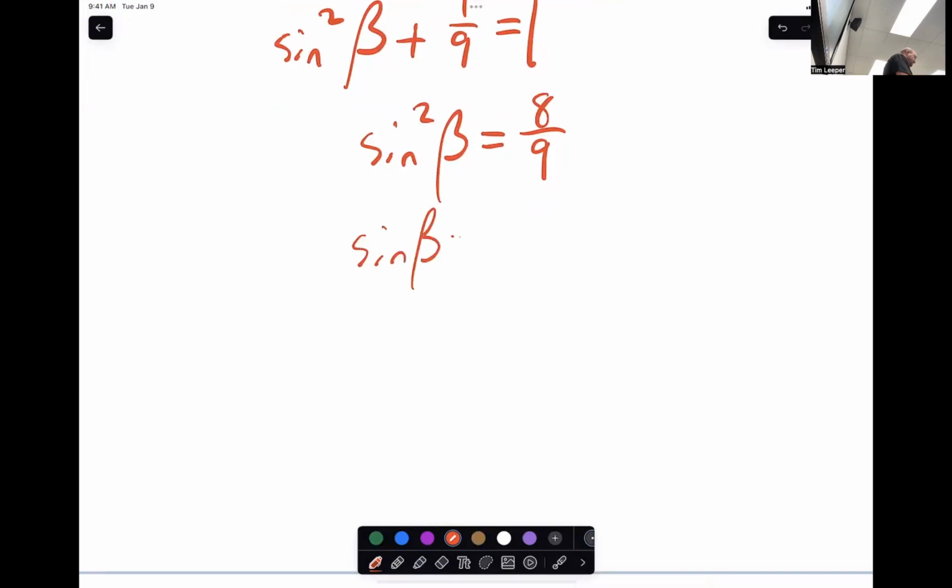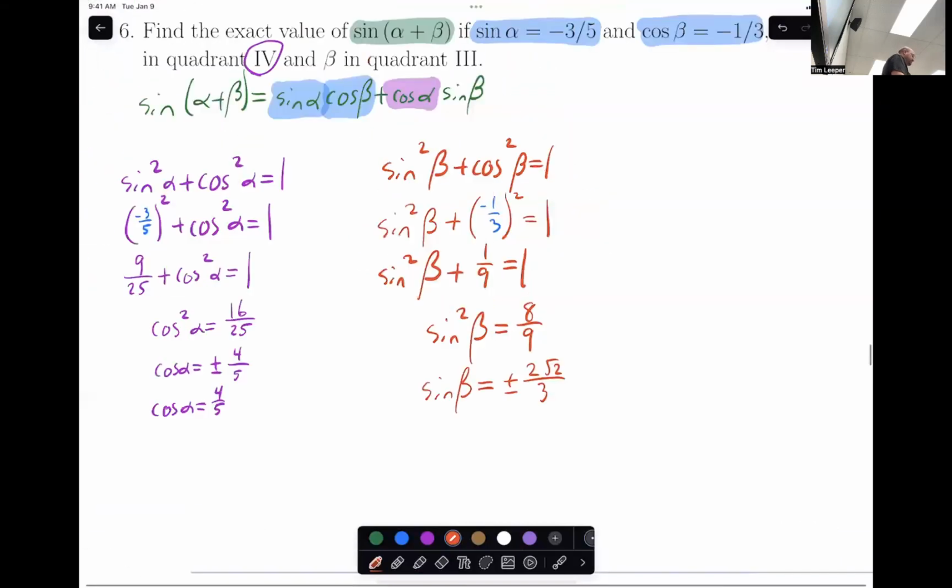So it means that sine beta is equal to plus or minus the square root of 8 over the square root of 9. Now the square root of 8, you could simplify it on your own. It'll become 2 square root of 2. Square root of 9 is 3. And how did I do that?